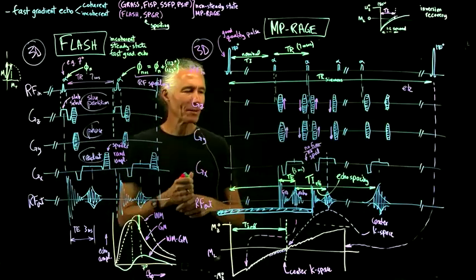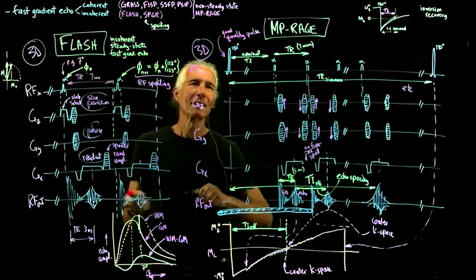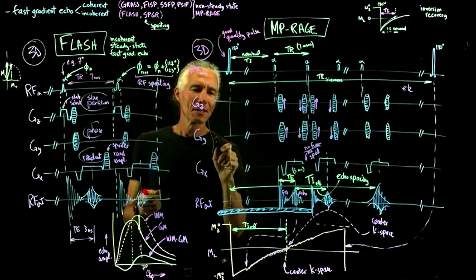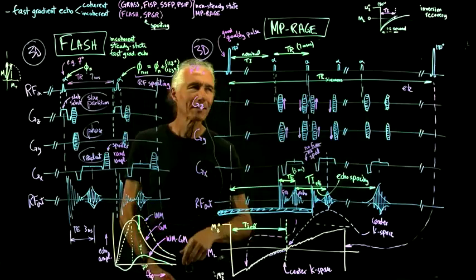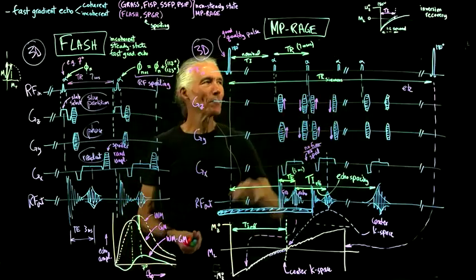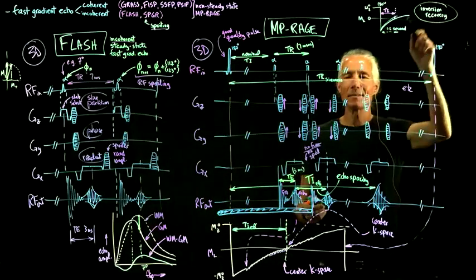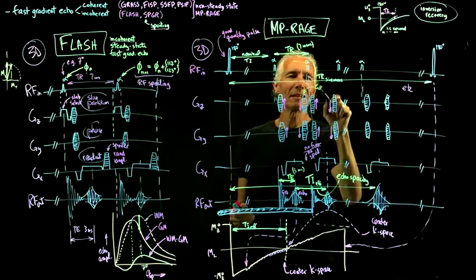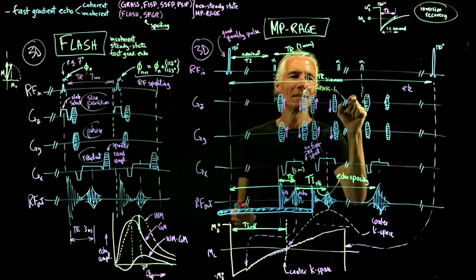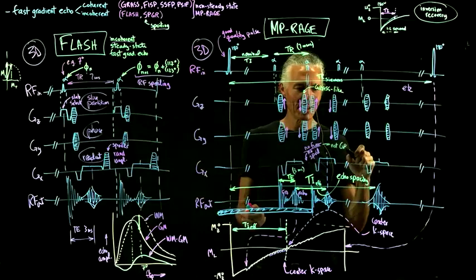Okay, so any questions about MPRAGE? So it's sort of like a fast gradient echo, but we got some inversion pulse. So this is an inversion recovery-like thing going on, and then this is GRASS-like, but not here. No fixer. Not GRASS-like here.